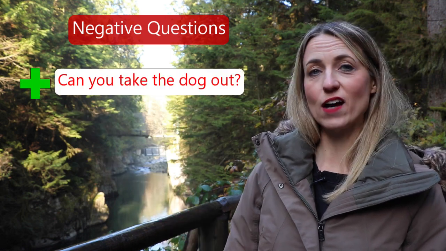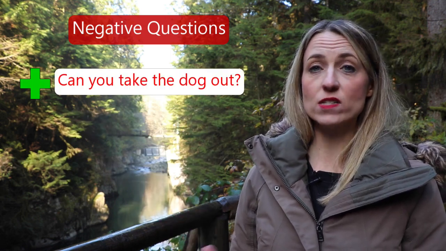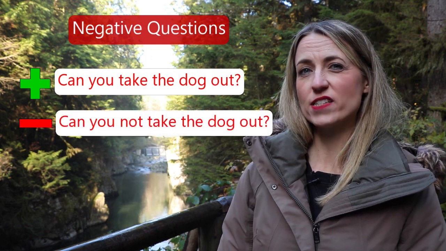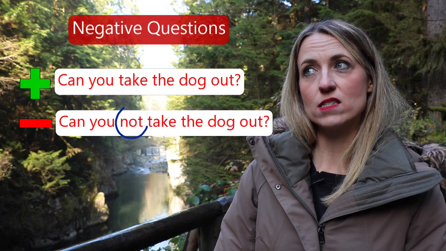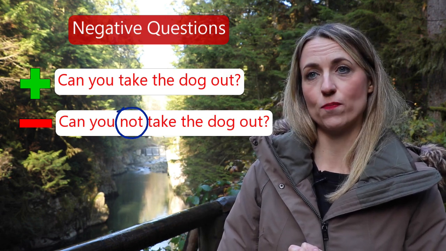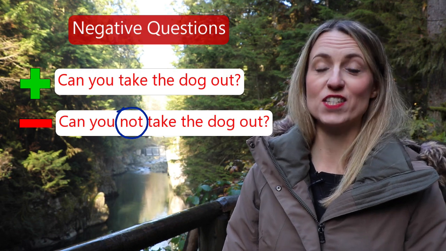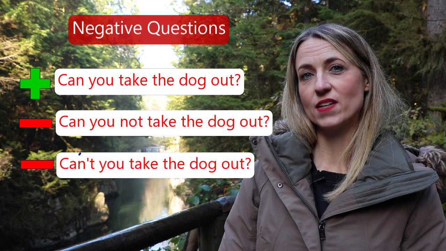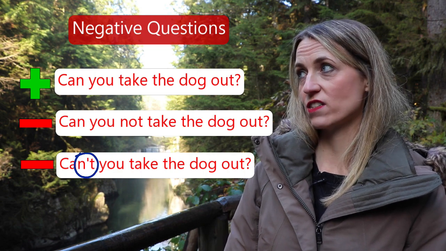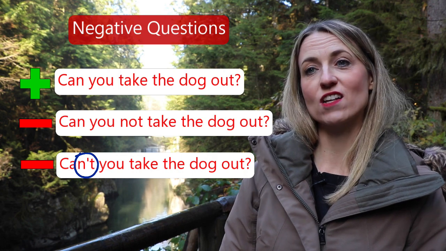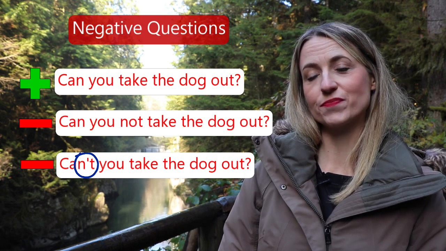We can also do the same with our modal verbs such as can. "Can you take the dog out?" This is our positive question with a yes/no answer. "Can you not take the dog out?" This is our negative question in its uncontracted form. The not is in third position. "Can't you take the dog out?" This is our negative question in its contracted form. The not is in first position along with the verb.